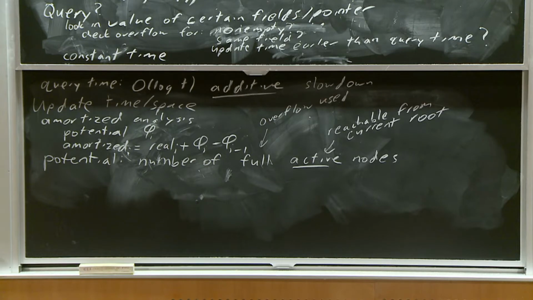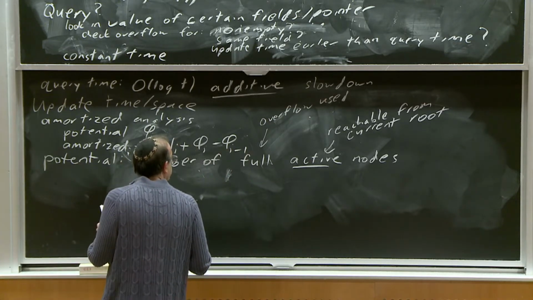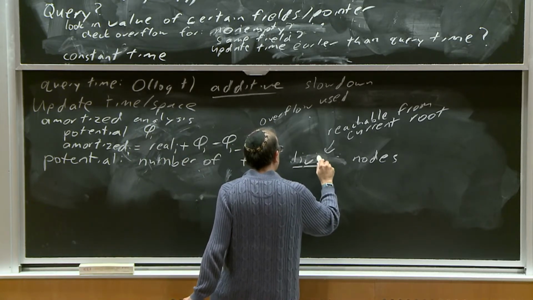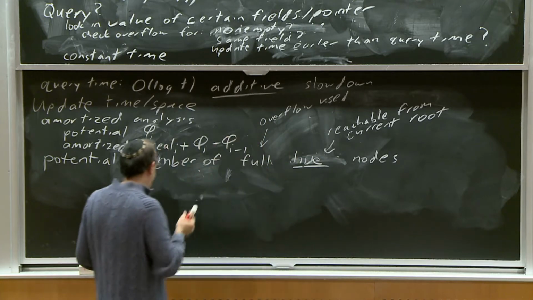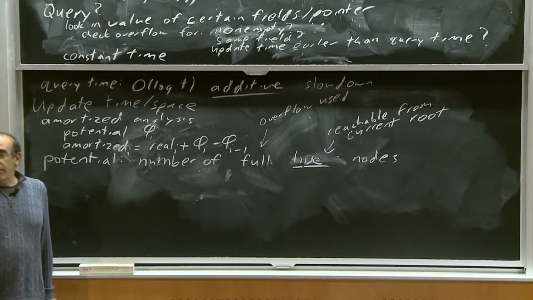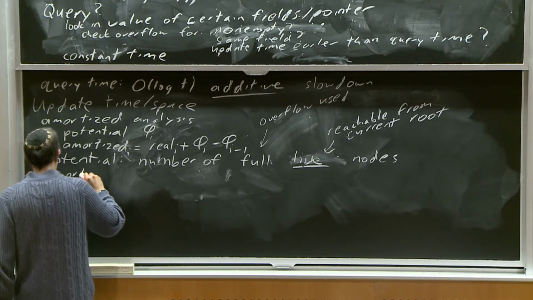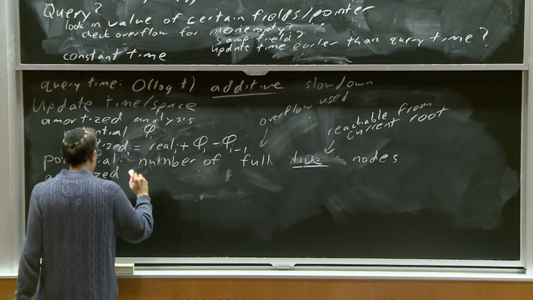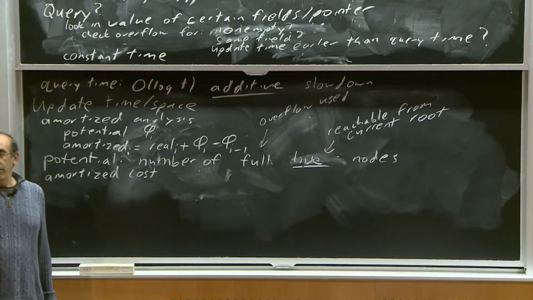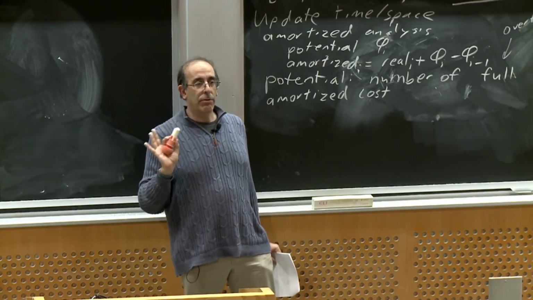So let's think about using that as a potential. Sorry, just for consistency with my notes, I call this live in my notes. So with this potential function, let's think about the amortized costs, and we don't need to think about queries. We already know those work just fine. We're just talking about the amortized cost of an update.